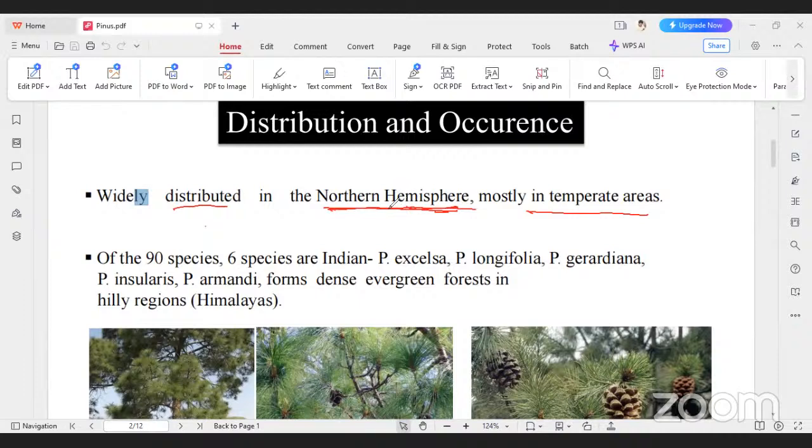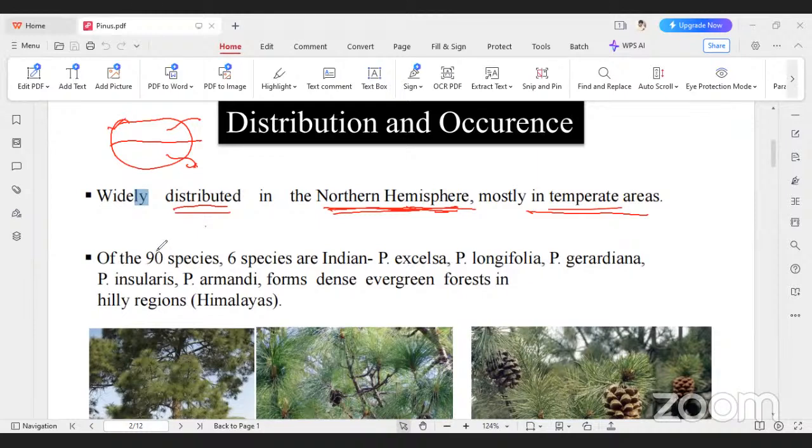Northern hemisphere region, that means, for example, this is the globe, the equatorial line. This is the northern hemisphere. This is the southern hemisphere. So mainly the gymnosperms are located on the northern side, the majority of the northern side. And in India, they are mostly found in the Himalaya region. So that is the distribution of these gymnosperms. Like that, Pinus and some Gnetums are also distributed in the northern hemisphere, mostly temperate areas.